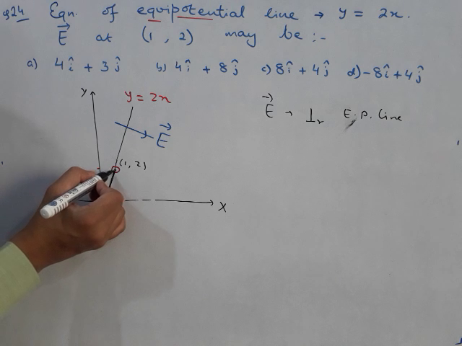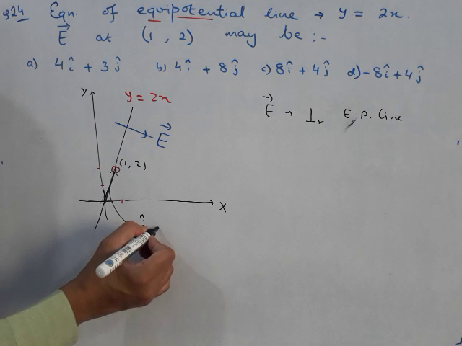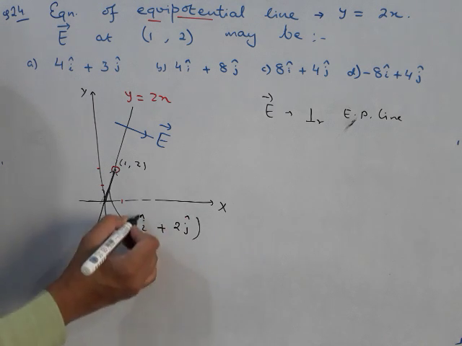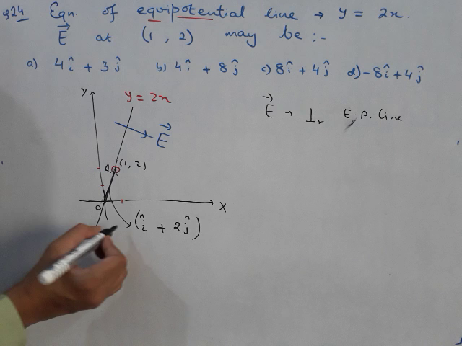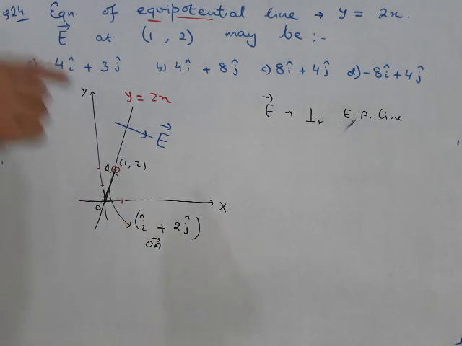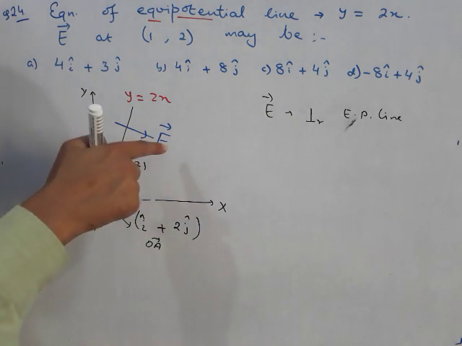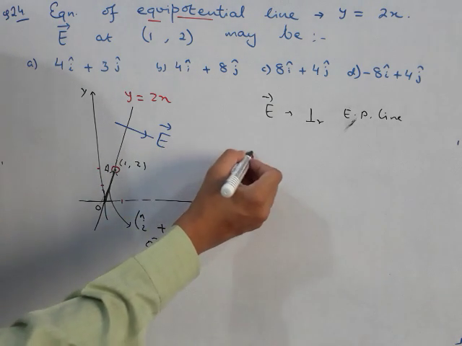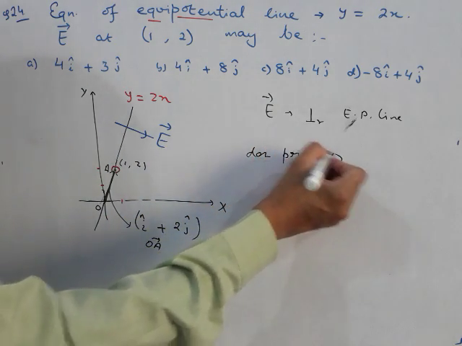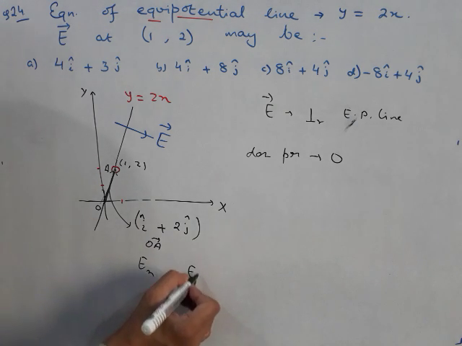Now if I ask you what is this vector, you can see the x component 1, the y component 2, so it will be i cap plus 2 j cap. This is which vector? This is OA vector. So OA vector is i cap plus 2 j cap. This OA vector must be perpendicular to E vector. Now you choose one by one and then see which of them will satisfy this particular condition. Now how do we test for perpendicularity of two vectors? Two vectors will be perpendicular if their dot product is 0.